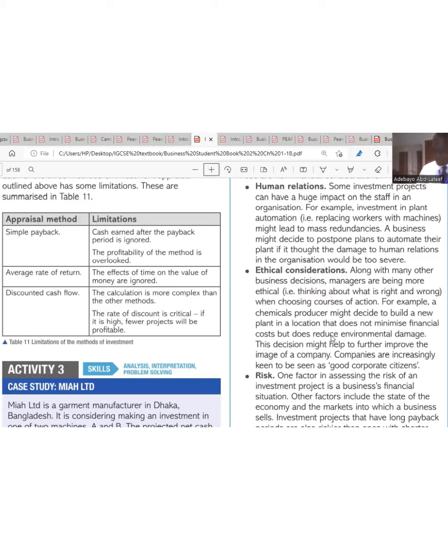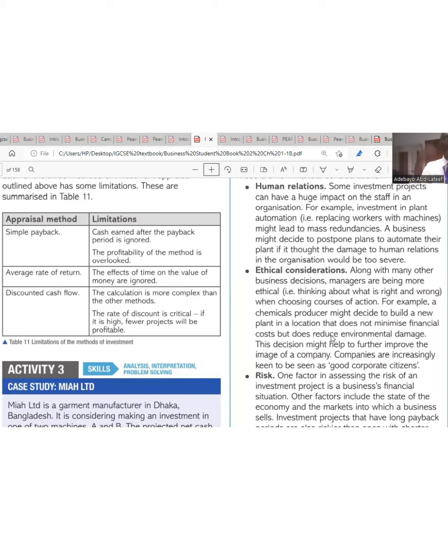And for discounted cash flow, they said the calculation is more complex than other methods. Yes, it's more complex. Unlike the average rate of return, which is the amount of money divided by the cost, you get the value, the year. And for the payback period, you just have to know the amounts you put into the business and the years you have to pay back. If you have other years or months to pay from, you deduct it from the initial cost. But for discounted cash flow, it is more complex because you have to calculate the present value first, and you have to understand each year's cash flow.